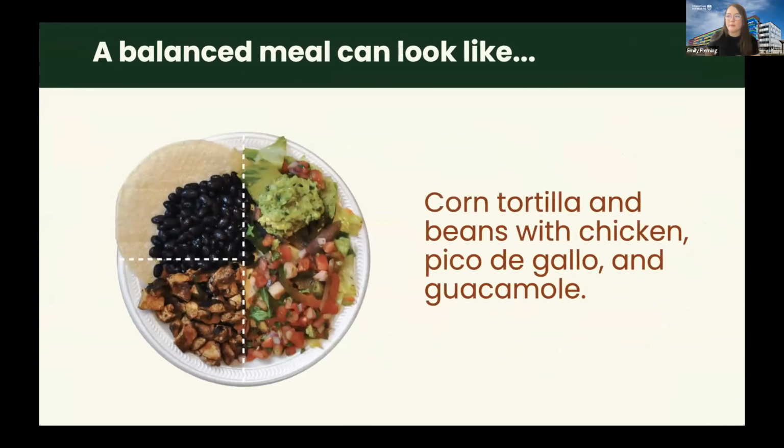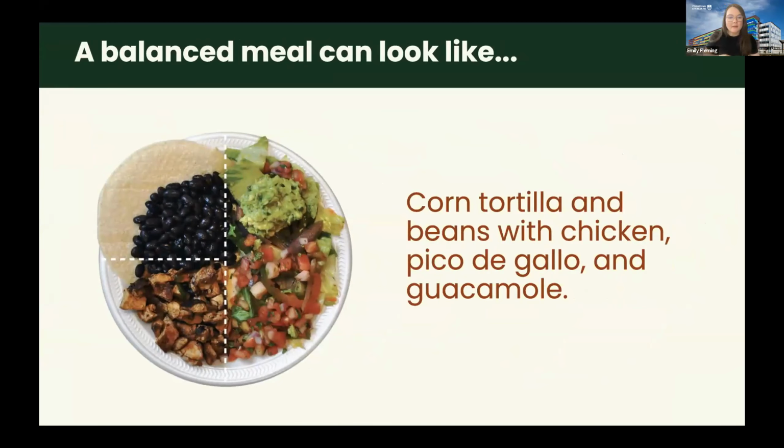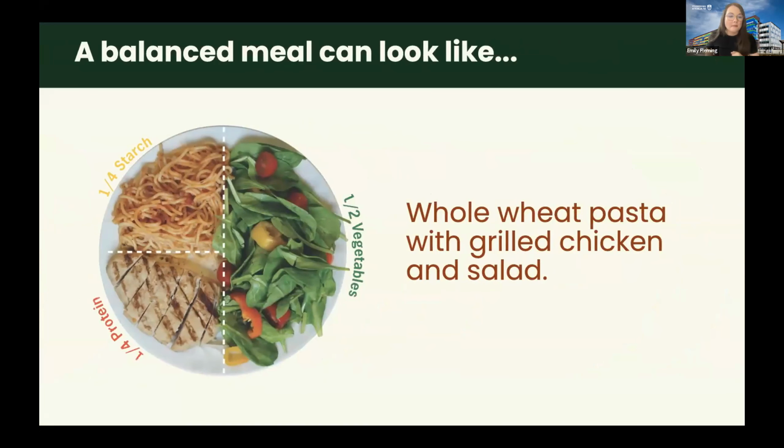So we'll look at a few examples here. A balanced meal can look like having a half plate of some vegetables or pico de gallo with some guacamole. For your protein, you could have some stir-fried chicken there. And for your carbohydrates here, you see that the person chose some black beans and a corn tortilla. Balanced meals can also look like having some grilled chicken, whole grain pasta with some tomato sauce, and half a plate of just kind of mixed vegetables.